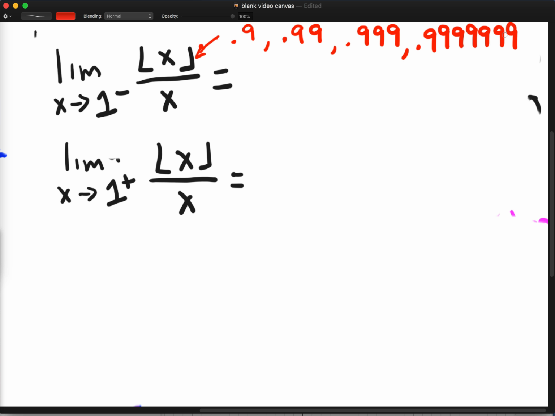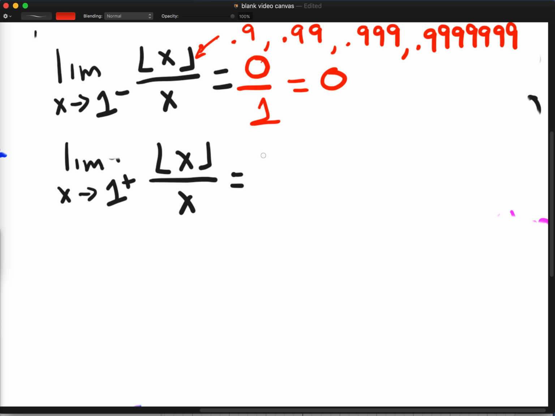So if we're thinking, what's the greatest integer of all of those numbers? No matter how close I get to 1 from the left, they're always going to equal 0, right? Does that make sense? So all of these are going to be 0, this greatest integer, divided by these numbers that are getting closer and closer to the number 1. So 0 divided by any of those numbers, what is it? 0. It's always going to be 0, right? So this is going to be 0.